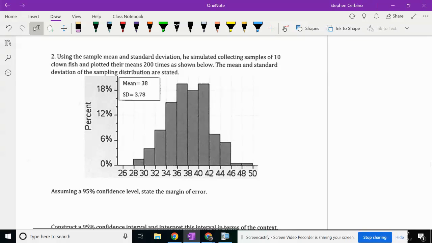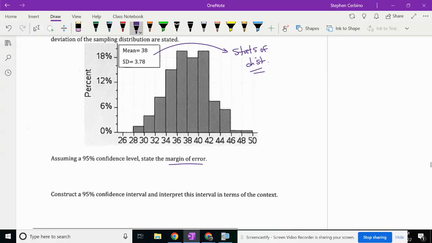Notice I'm providing the data here in a histogram instead of a dot plot. It's the same thing. Notice it's giving you the mean and the standard deviation of the distribution, right? This is the statistics of the distribution, and that's what we want to use to create our margin of error and our confidence interval. So again, assuming that we have a 95% confidence level, state the margin of error.